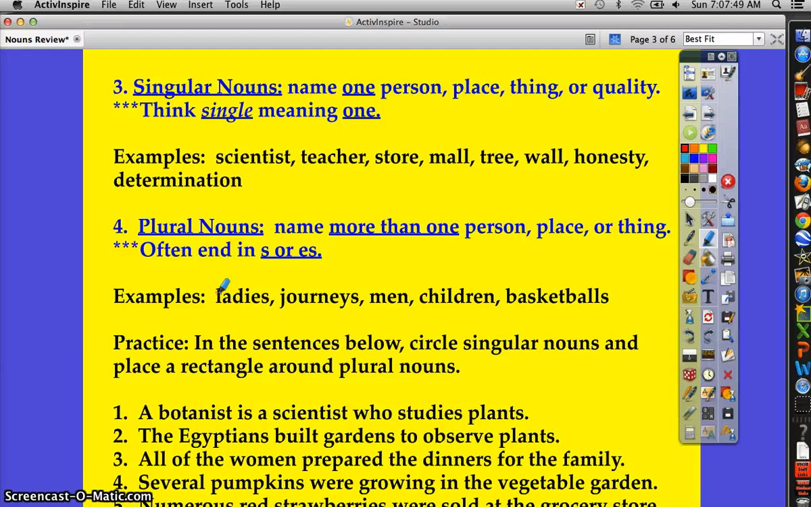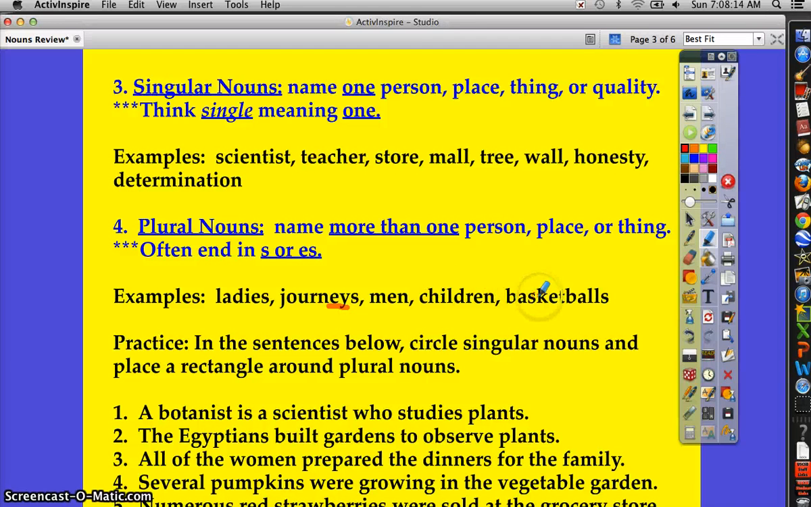So the examples: ladies would be a plural noun, the ies ending. Journeys, one ending in EY. Remember in class how we said we had to keep the EY and add an S to a noun like that. Men and children would be the examples of the rule breakers that do not end in S or ES to make plural. Irregular nouns where you have to change the spelling.